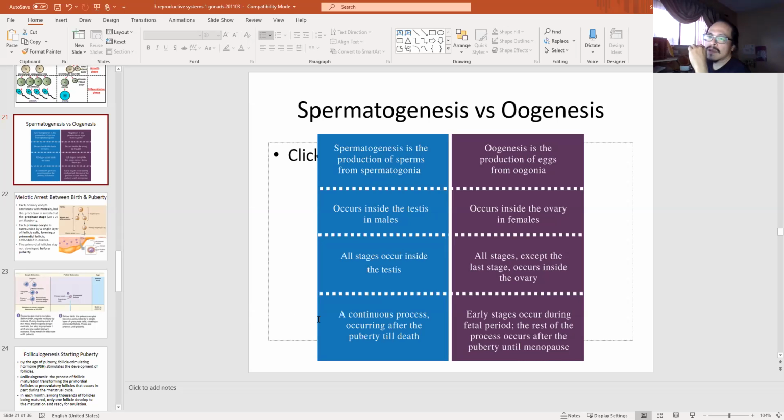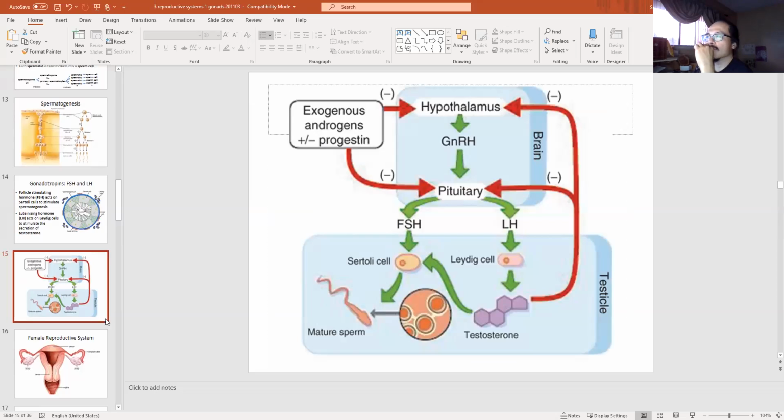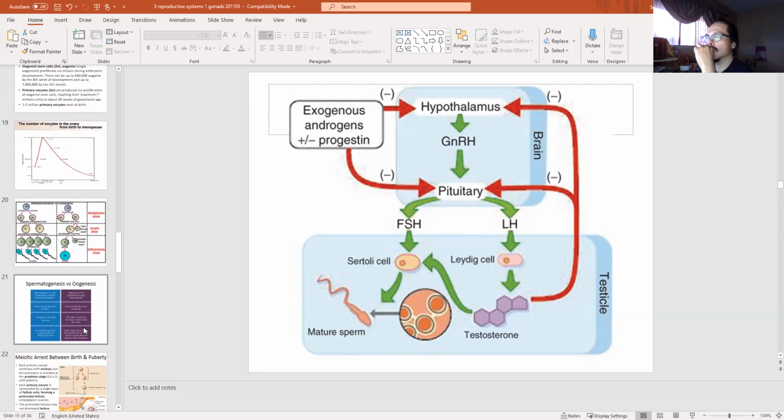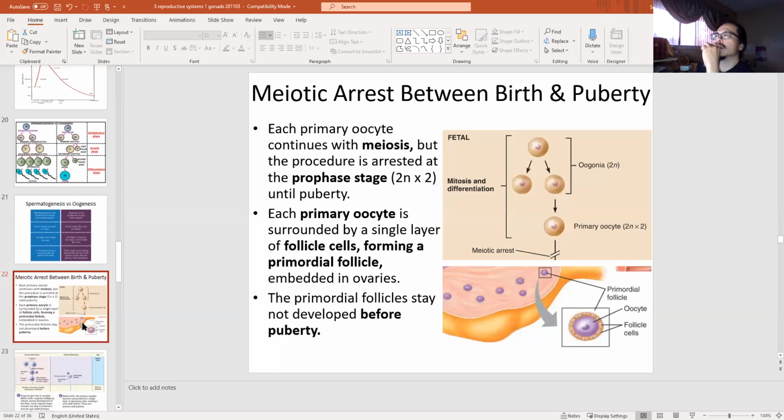But you need to know that testosterone level gradually decreases in males. Testosterone is needed to support the Sertoli cells to support spermatogenesis. So even though it may continue until death, the productivity will be affected by the lower testosterone level in males when they reach senior age. What else? So that's that.